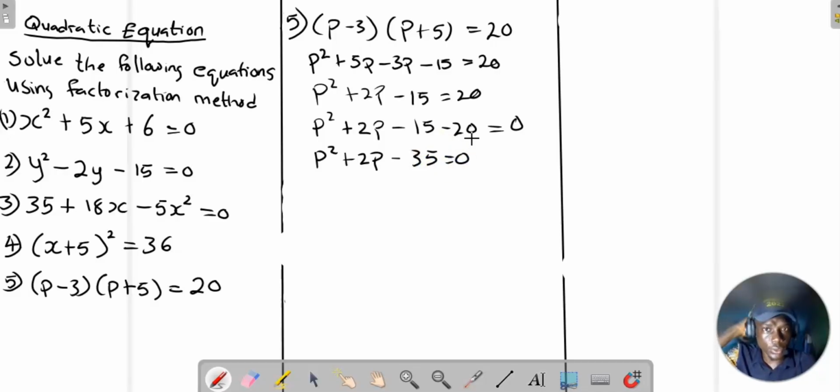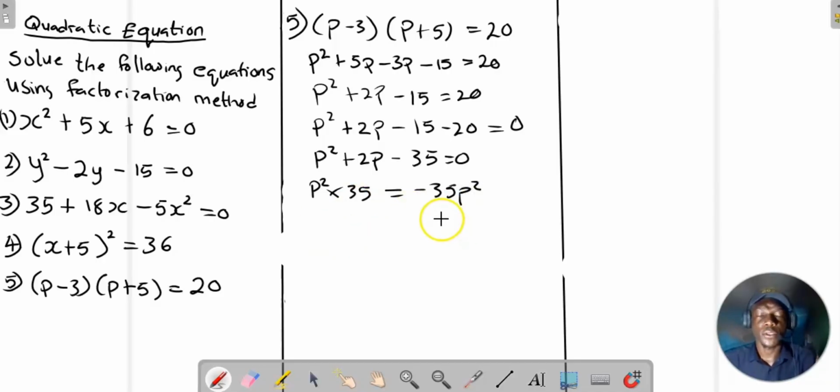Now we have a quadratic equation. So we can now proceed to solving it using the factorization method. Here we have p squared times 35, that will give us minus 35p squared. You look for two numbers that when you multiply them you get minus 35, and when you add them you get plus 2p. Those two numbers are minus 5 and plus 7.